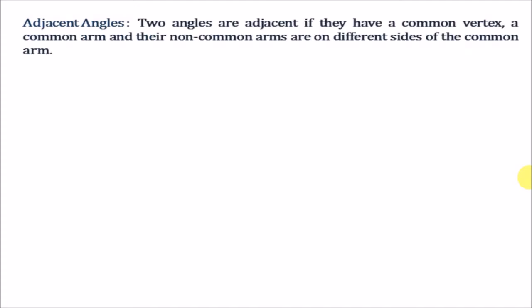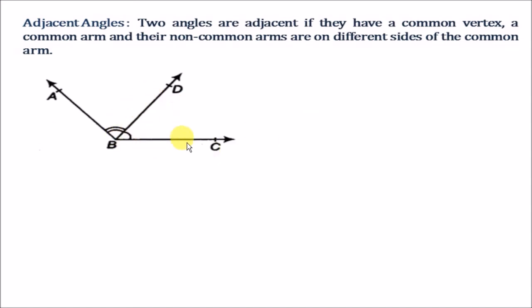Now, adjacent angles. Two angles are said to be adjacent if they have a common vertex, a common arm, and their non-common arms are on different sides of the common arm. In order to understand this, let's consider a representation.